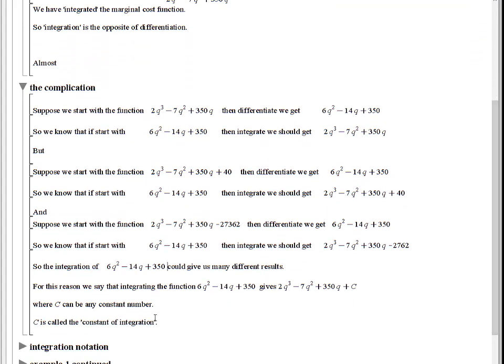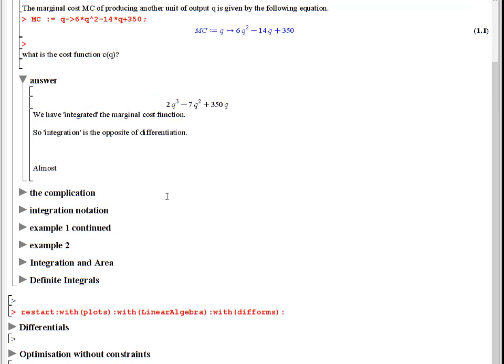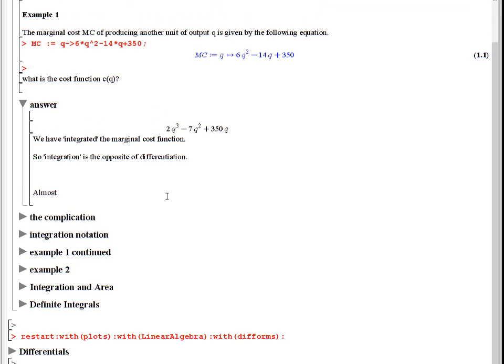And c is called the constant of integration. It's essential to remember that that could be there. It could be positive, negative, could be anything. So that's the slight complication with integration, because it's not as well defined as differentiation is.